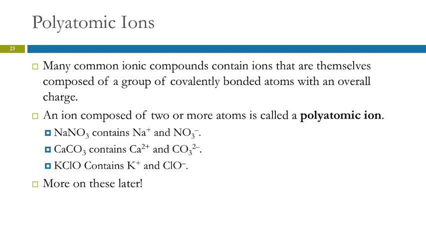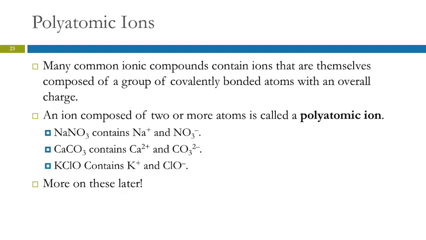So ions. Polyatomic ions. So I gave you a list of these to memorize. A polyatomic ion is an ion that is itself composed of covalently bonded atoms. What makes it different from a molecule is that a polyatomic ion overall is either missing one or more electrons, or it has one or more extra electrons, and so it has a charge. So the difference between a polyatomic ion and a molecule is that an ion has a charge.